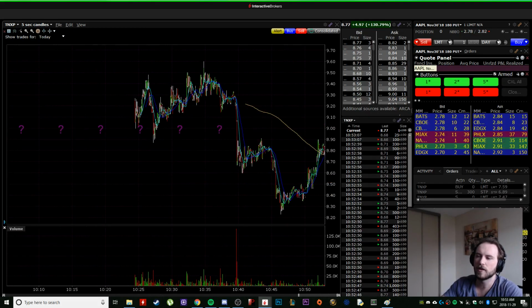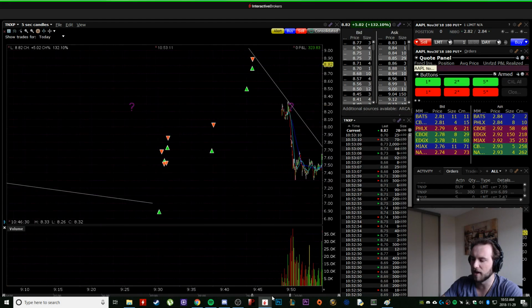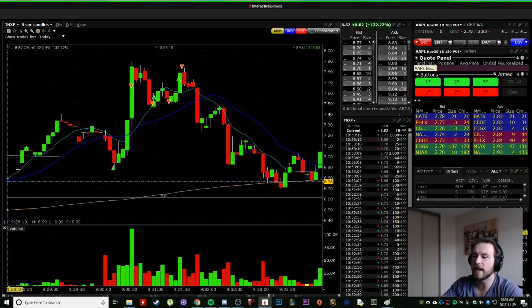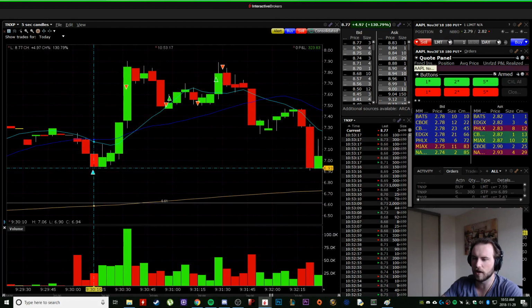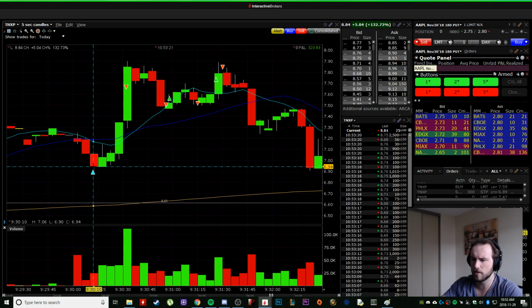So if we go down to the 5-second chart, we can see my entry here, and I nailed it again. I nailed this entry at the open. Look at that. 1 or 2 cents off of the low.